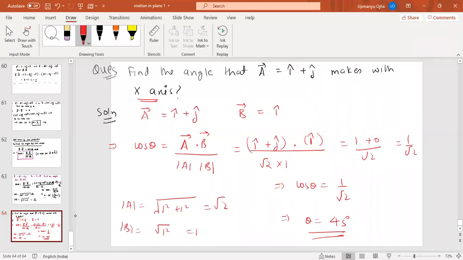JE and NEET are not different problems, but the level is different. For JE we have to go for multiple concepts, but for NEET we can do it in one problem itself. Means one concept only we can get the answer, but there we have to have multiple concepts.